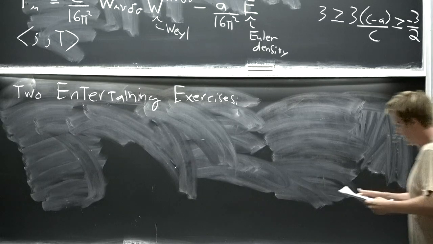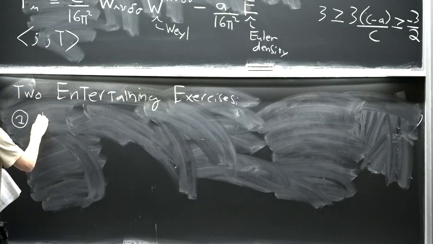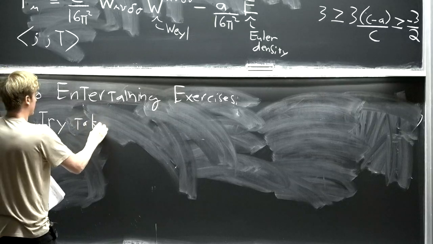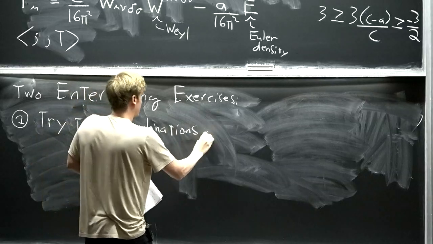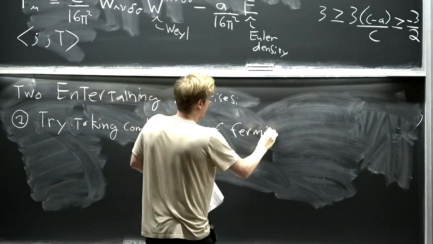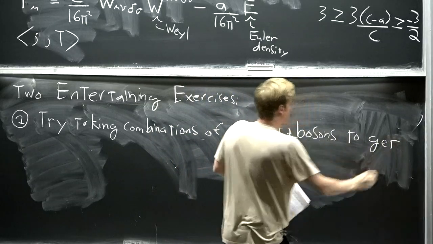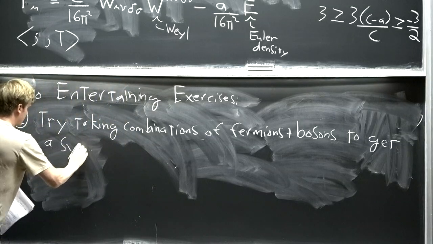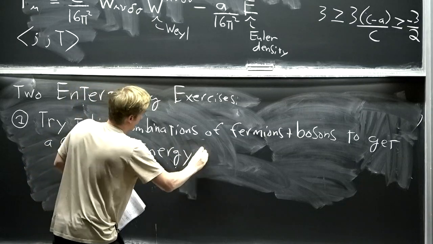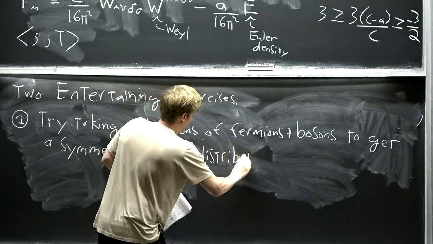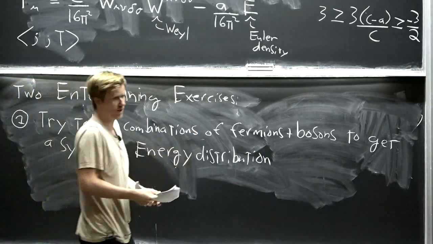But if you do this, you can use properties of the source. So you can try taking combinations of fermions and bosons to get a symmetric distribution. And then you can try and understand why this actually happened or why you were able to cancel it.